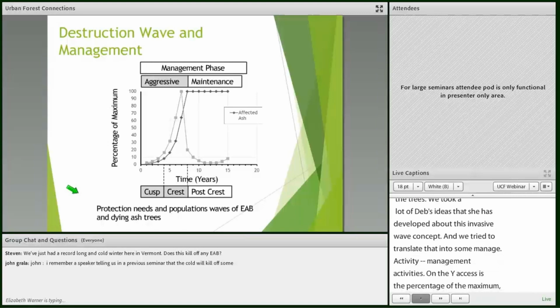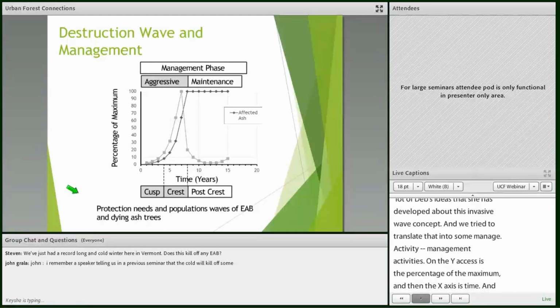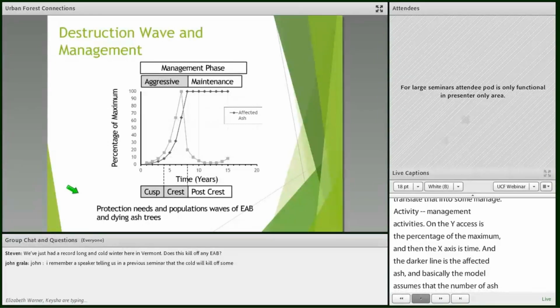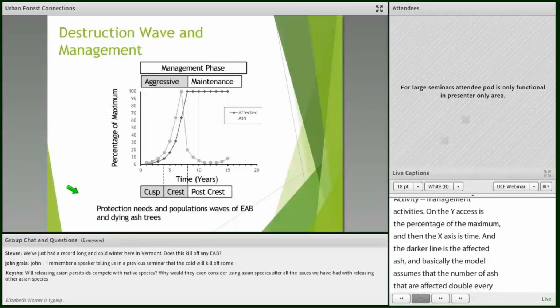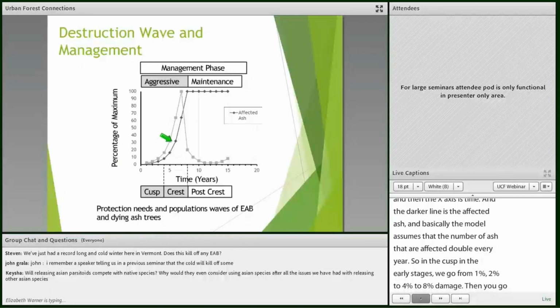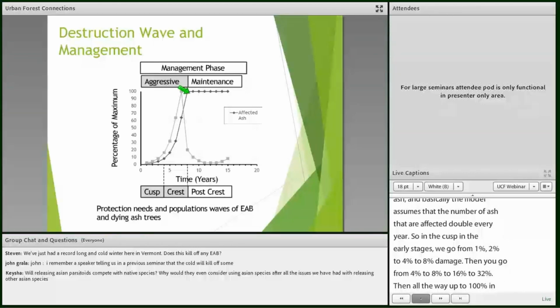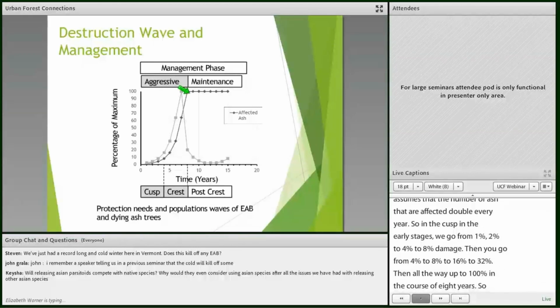The darker line is the affected ash, and basically the model assumes that the number of affected ash doubles every year. So in the cusp, in the early stages, we go from 1% to 2% to 4% to 8% damage, and then all of a sudden you go from 8 to 16 to 32, then all the way up to 100% in the course of 8 years. So typically, this model suggests that the ash trees will all die over an 8-year period.